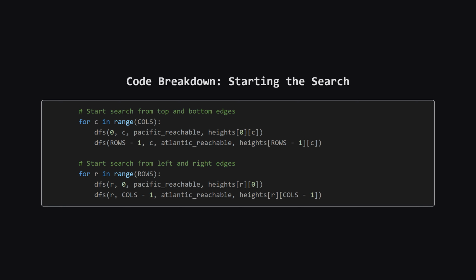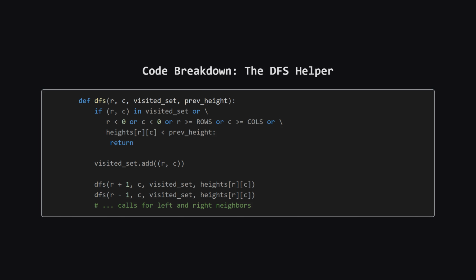Then we do the same thing for the rows, starting searches from the leftmost column for the Pacific and the rightmost column for the Atlantic. Now let's look at the search function itself.